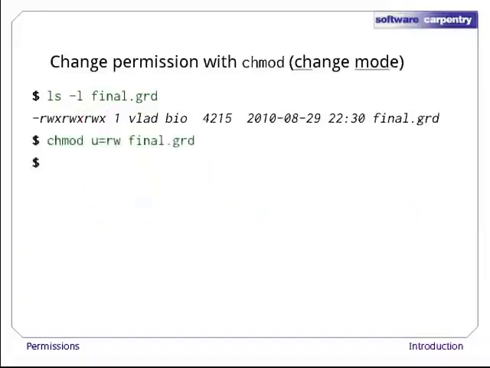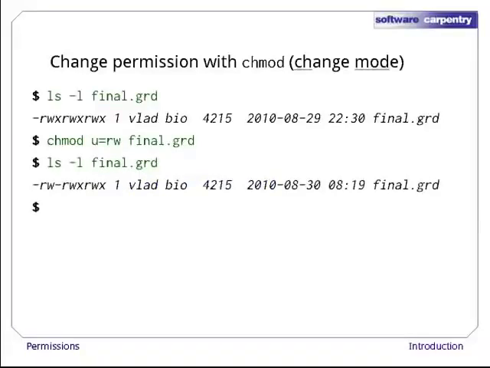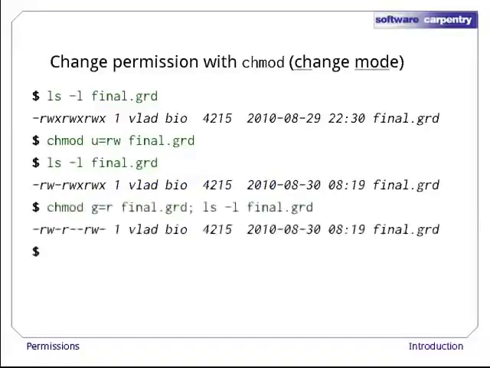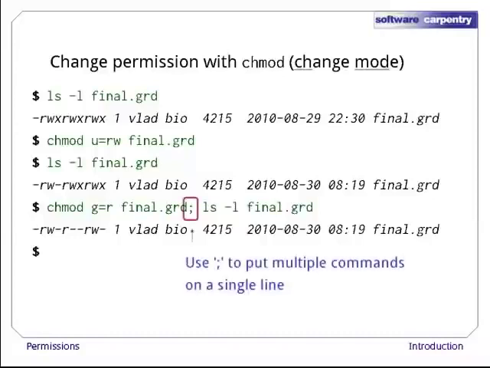Here's the command to change the owner's permissions to rw-. The u signals that we're changing the privileges of the user, i.e. the file's owner, and rw is the new set of permissions. A quick ls -l shows us that it worked. Let's run chmod again to give the group read-only permission and then display the results. Notice as we race by that we've put 2 commands on a single line. We can do this as long as we separate them with a semicolon.